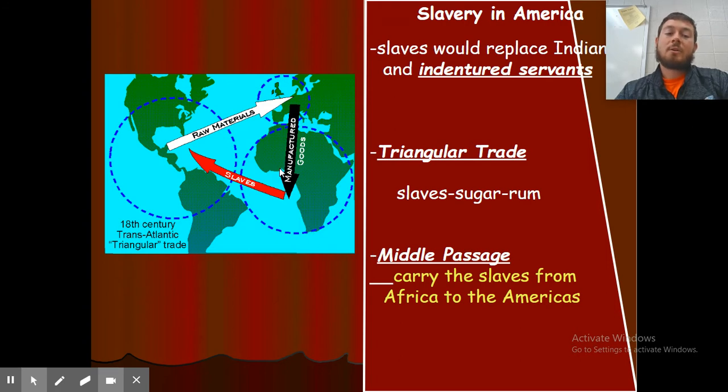The Middle Passage is from Africa to the New World, this one right here, this red one. And that is where a lot of slaves died, in the transition going from here to there, mainly because of very poor sanitation conditions on the boats that they were on.